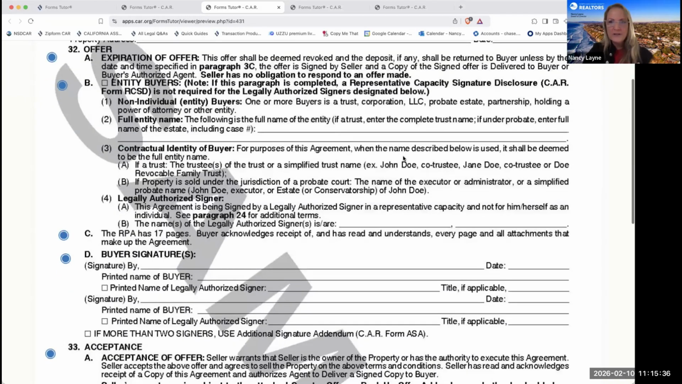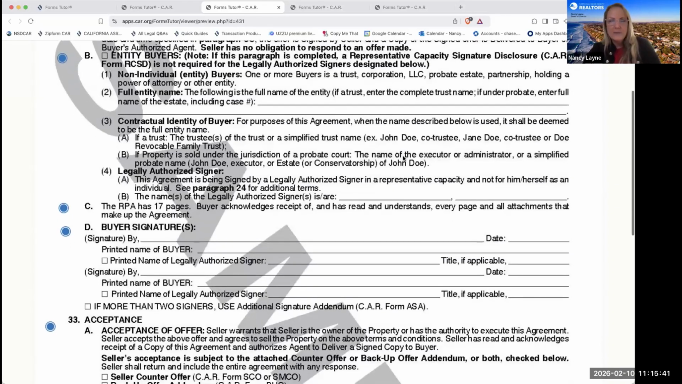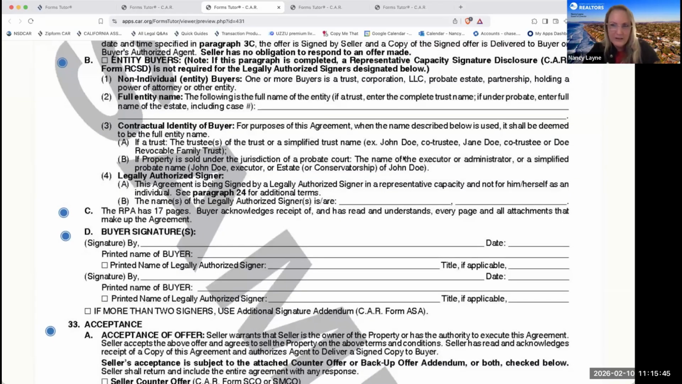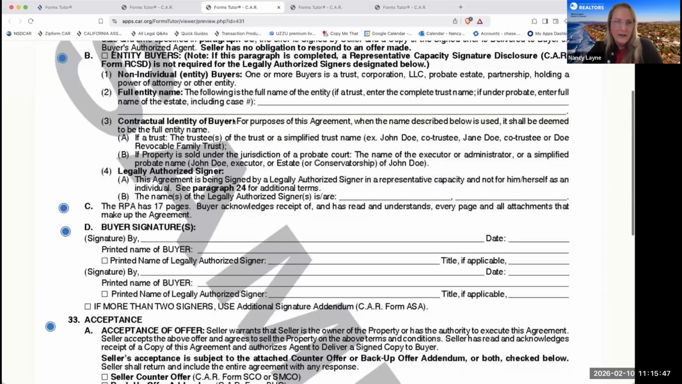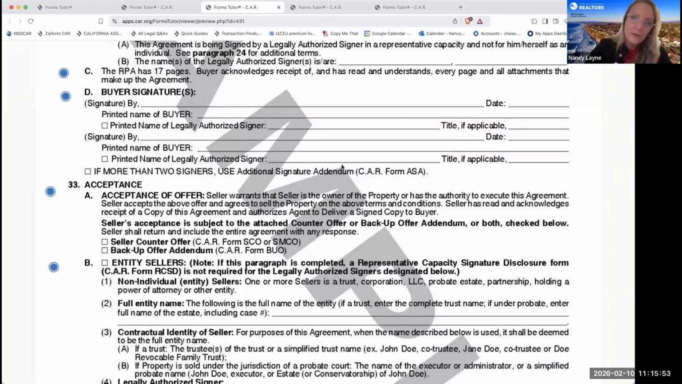The expiration of offer is 3 days unless it's extended. Entity buyers, again, that's LLC, probate, partnership, etc. If that's the case, you put the entity name. We all know this. The RPA has 17 pages. Make sure you've read all of them.